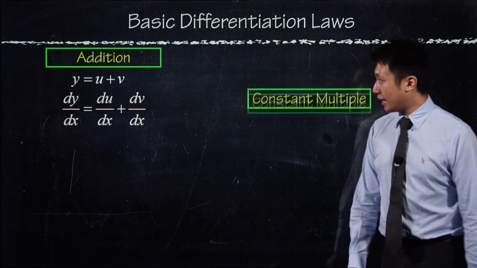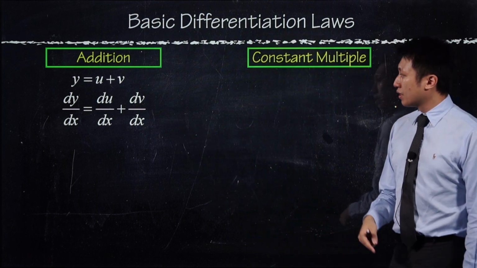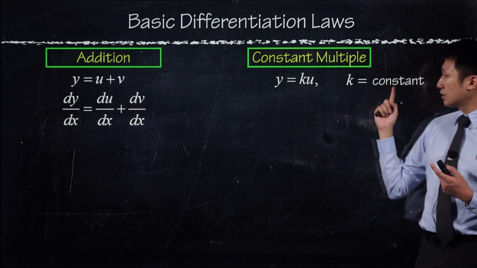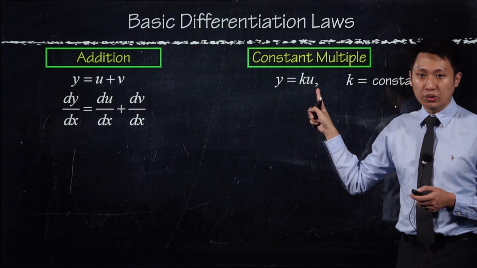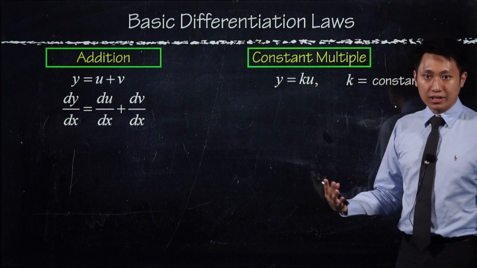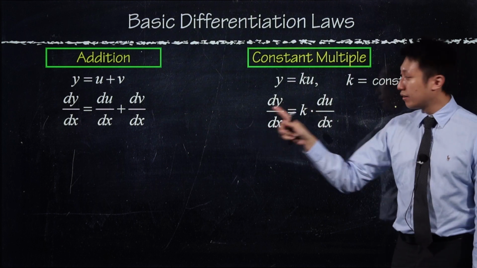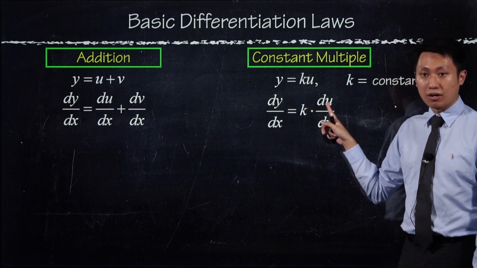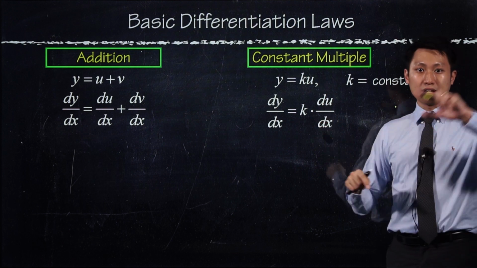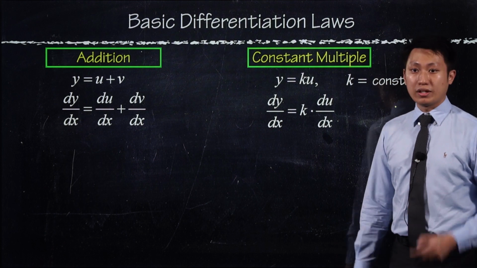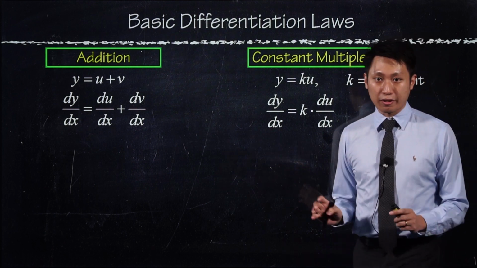So differentiate each of them, then add them up. Okay. Secondly, constant multiple. If you have y equals k, which is a constant, multiplied by a function u, then the derivative will be equal to k, written outside, multiplied by the differentiation of u. It means the constant you can bring down, then differentiate. These two are very simple. The next two are very important.